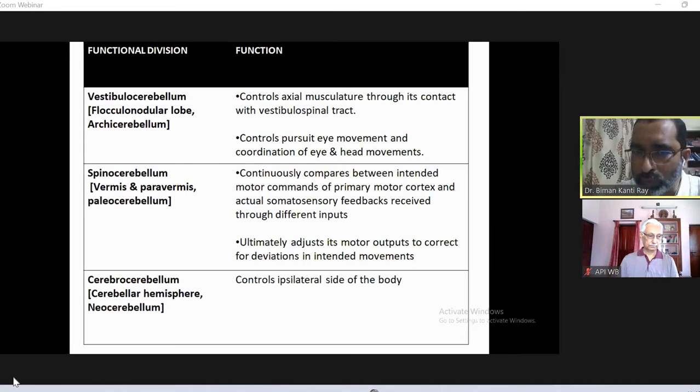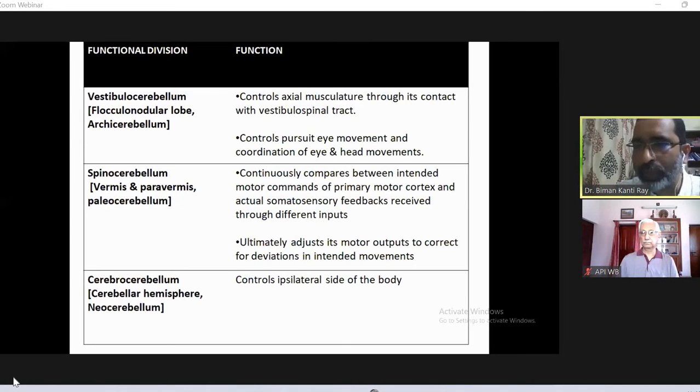So what the spinocerebellum does, it continuously compares between these two, and ultimately it adjusts the motor outputs to correct for any deviation in intended motor movement. So this is the function of spinocerebellum, that is the vermis and paravermis, and phylogenetically that is paleocerebellum. And the function of the cerebellar hemisphere, that is neocerebellum, is to control the ipsilateral sides of the body.